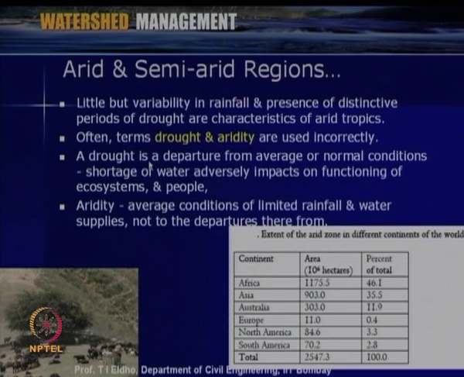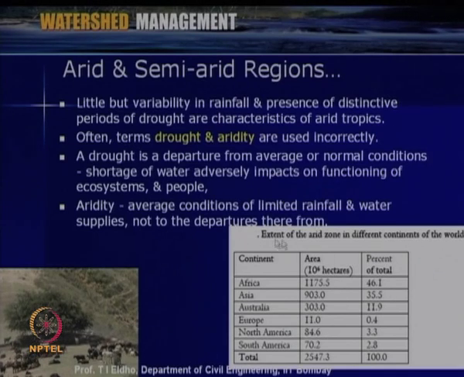A drought we can define as a departure from average or normal conditions, that means the shortage of water adversely impacts the functioning of the ecosystems and the people of the area. That is a drought. But as far as aridity is concerned, the average conditions are limited rainfall and water supplies, and there will not be much departure from whatever is available in that particular region. So, this is the difference between drought and aridity. According to the conditions, we have to use the term appropriately, either drought or aridity.